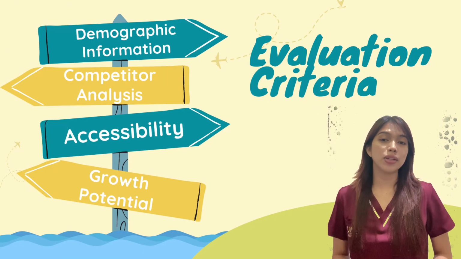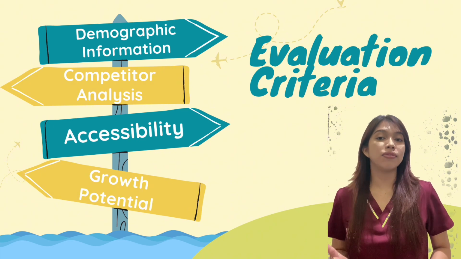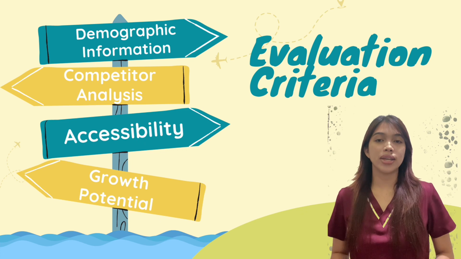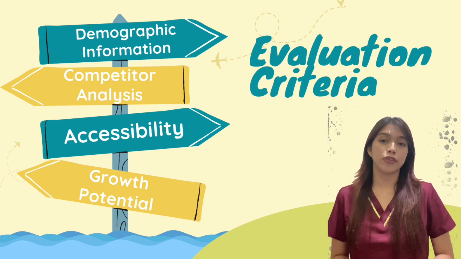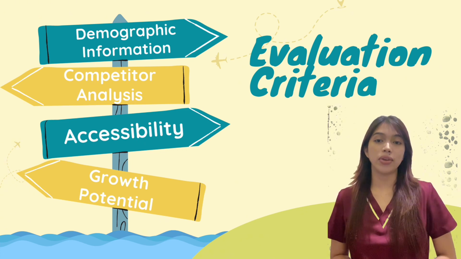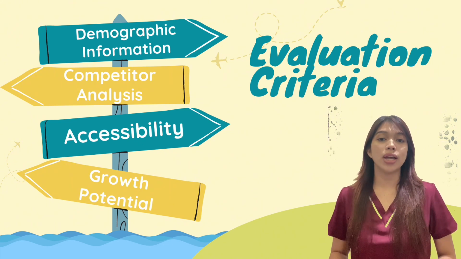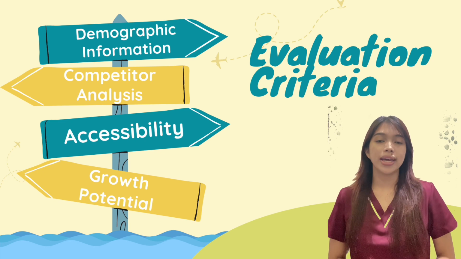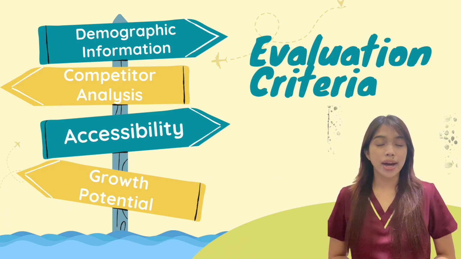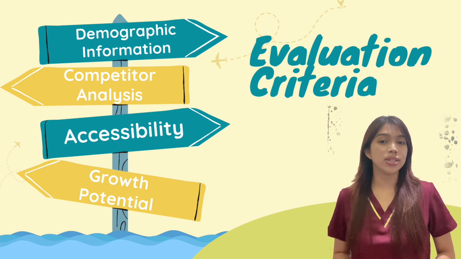With analyzing the following locations, we are about to see evaluation criteria that we gather to assess each further. So these criteria are as follows. First, the demographic information of the location. Second, its competitor analysis. Third, the location's accessibility. And fourth, its growth potential. And so now, let's begin examining each location in detail.